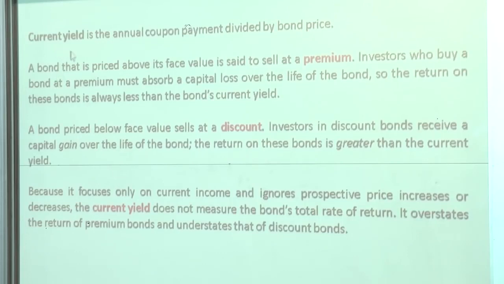What is current yield? Annual coupon payment divided by the bond price. That's the current yield. What is a premium bond? A bond that is selling above the face value. If it's below face value, it's a discount bond.